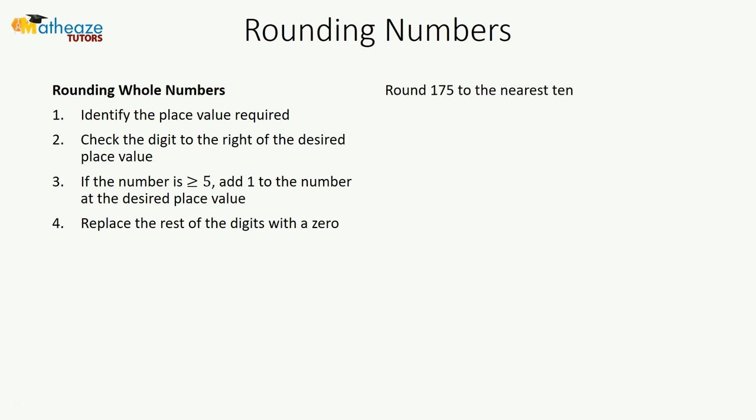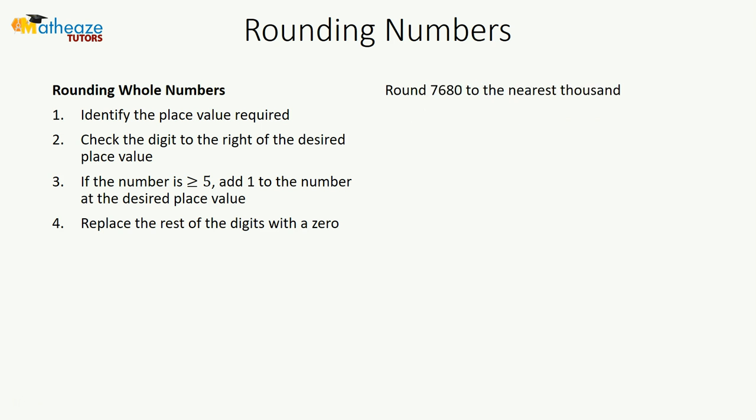So let's put that to practice. We have 175 and we want to get to the nearest 10. So 5 is in the ones place, 7 is in the tens place. So this is the digit that we're interested in. So we look at the digit to the right, it's a 5, so that means we can add a 1 to this. So it's going to be 180. So we add a 1 to the digit that we're interested in and we replace the rest with zeros.